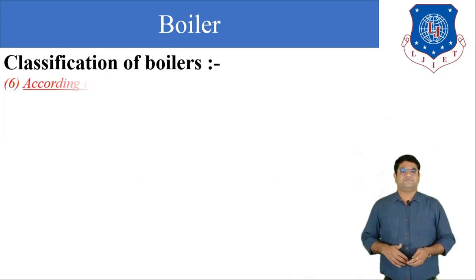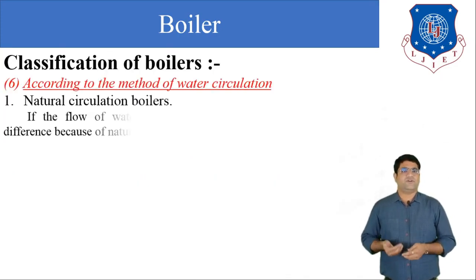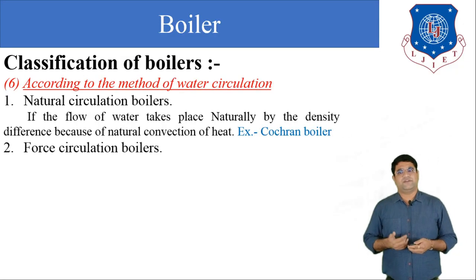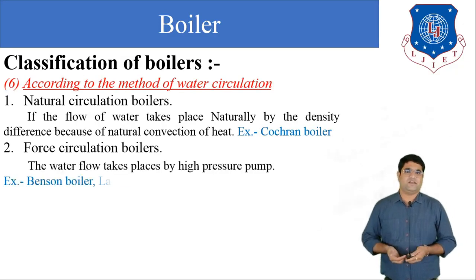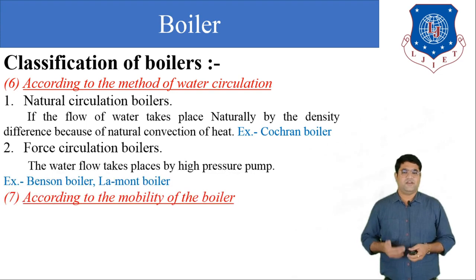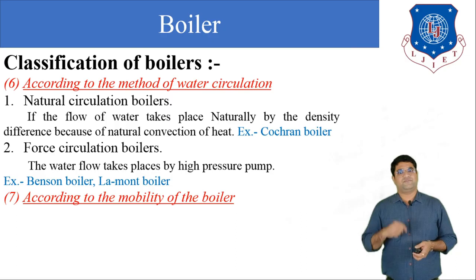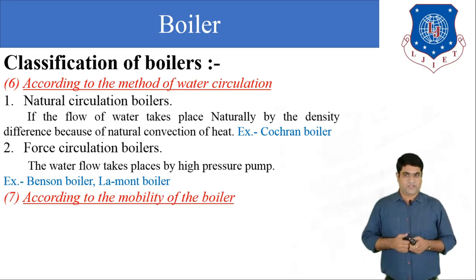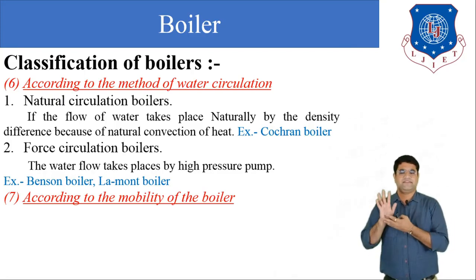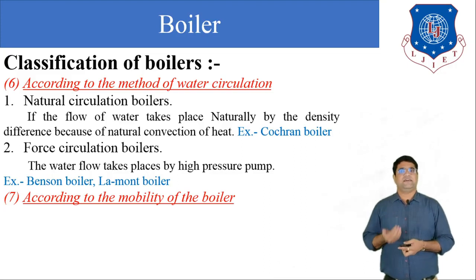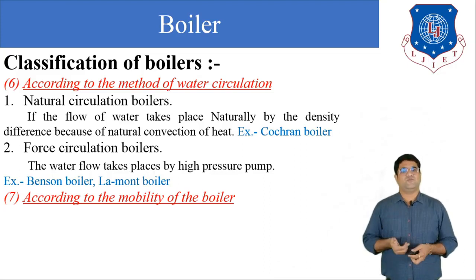Okay, next, we will discuss the classification according to the method of water circulation. It can be categorized into the natural circulation boiler and the forced circulation boiler. If the water travels due to gravity or the buoyancy force, then the boiler is a natural circulation boiler. We can say that if the flow of the water takes place naturally by the density difference or because of the gravitational force, then it is a natural circulation boiler. And the example of the natural circulation boiler is the Cochran boiler.